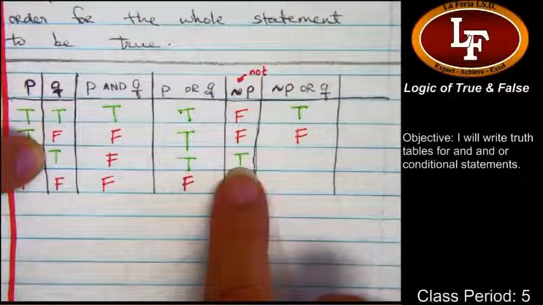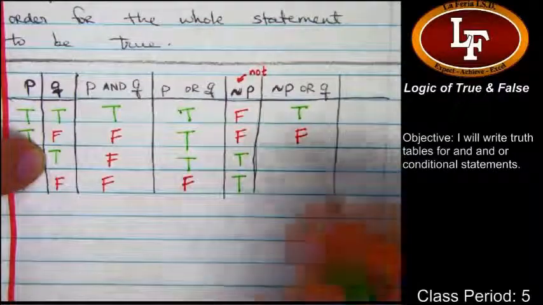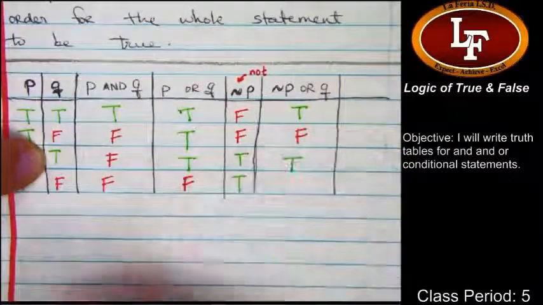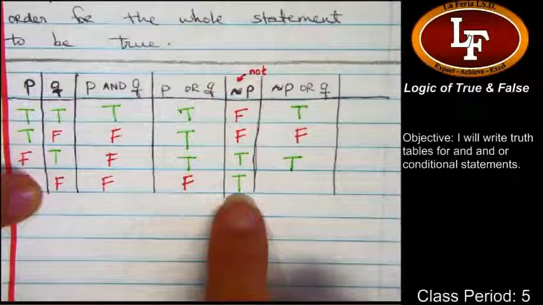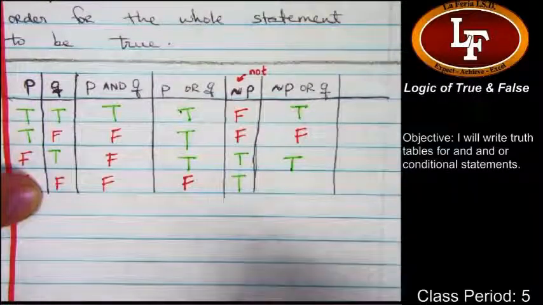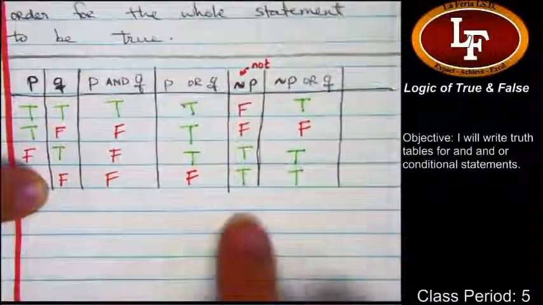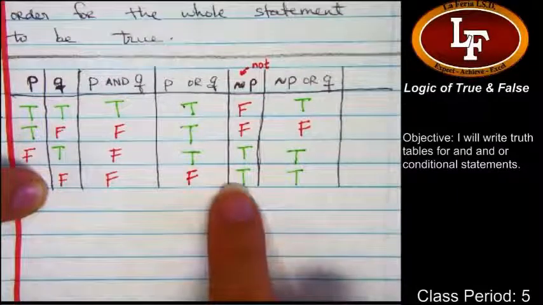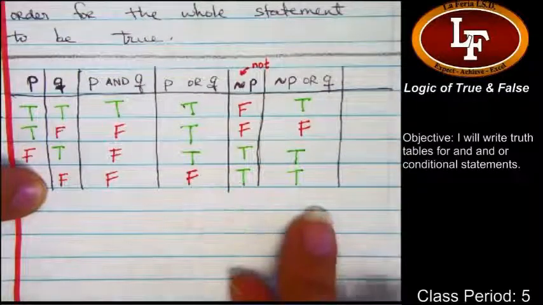Not P is true, Q is true. The or statement is? True. Nicely done. Not P is true, Q is false. The or statement is? True. Because you only need one. Did one of you sit there, everyone said false, and someone in your mind was thinking, no, it's true, but you didn't want to say it because everyone else said false? Was that you? You were right!